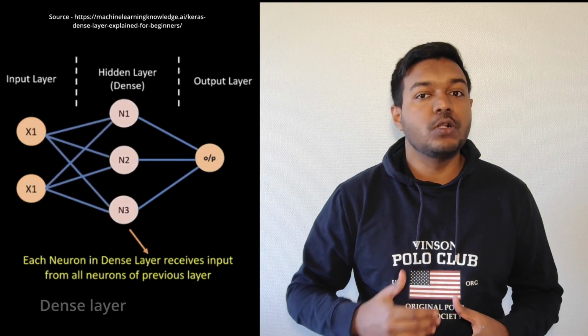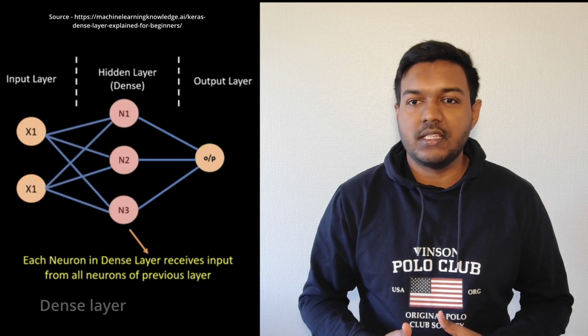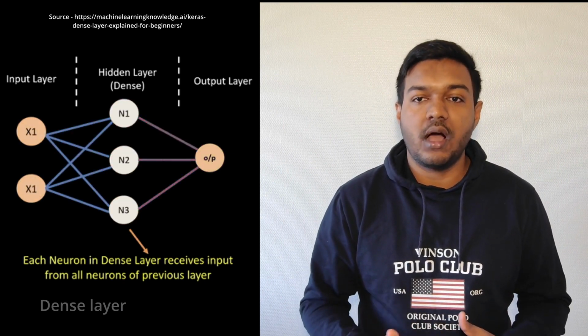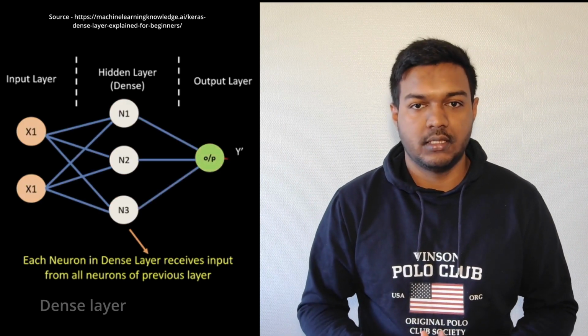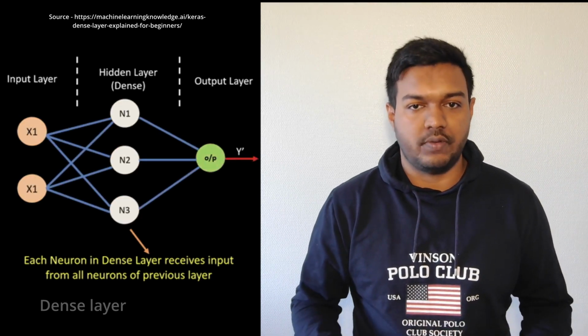What is a dense layer? A dense layer, which is also called a fully connected layer, is deeply connected with its preceding layers, which means the neurons of the layer are connected to every neuron of its preceding layer. This layer is the most commonly used layer in artificial neural networks.